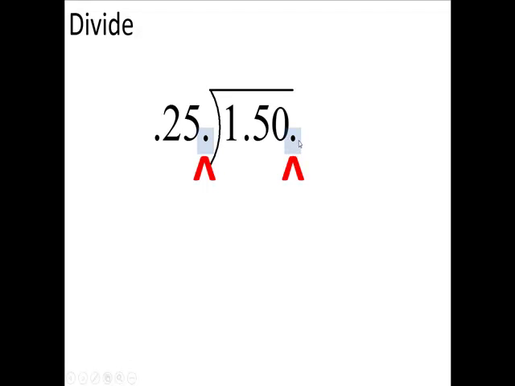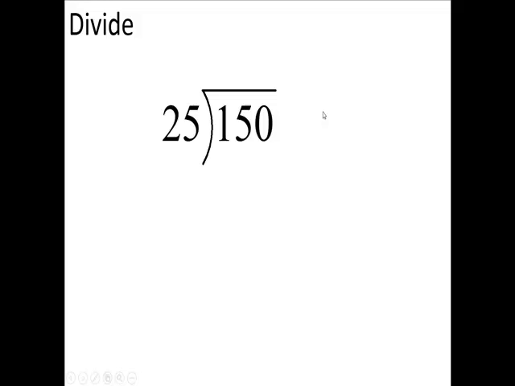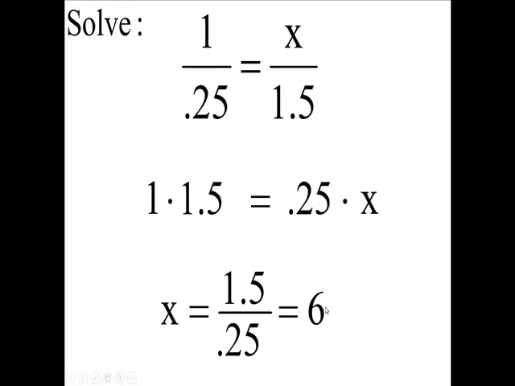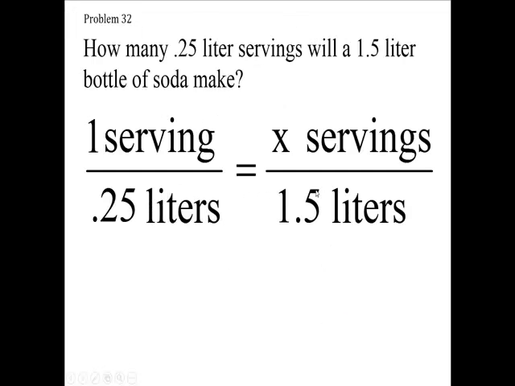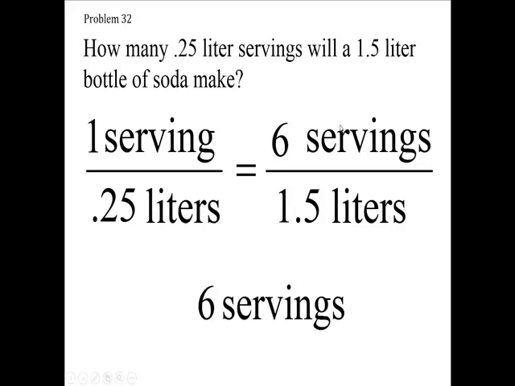Same thing over here. So where is the decimal? After the 5, and the decimal is now after the 0. So if it's after the 5, I have 25. If the decimal is over here, this is 150. So my new division problem is 25 into 150, and that will go exactly 6 times. 6 times 25 is 150. So we are saying you're going to get 6 what? 6 servings here. 6 servings with the 1.5 liter.